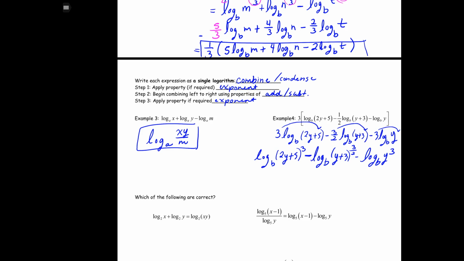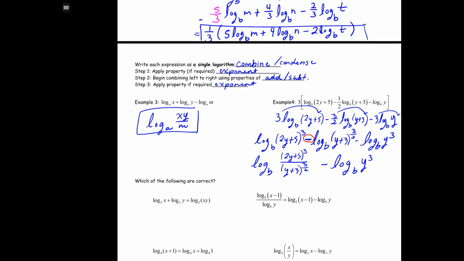Okay, now how do we work with the minus sign? Division. So let's go ahead and do that. That would give us log base b of (2y plus 5) quantity cubed over (y plus 3) to the 3/2. And I still have this minus log base b of y cubed. And then finally, I would need to use the quotient property again with that minus sign. So again, I'm going to be using division. I'm going to go ahead and carry this over to here.